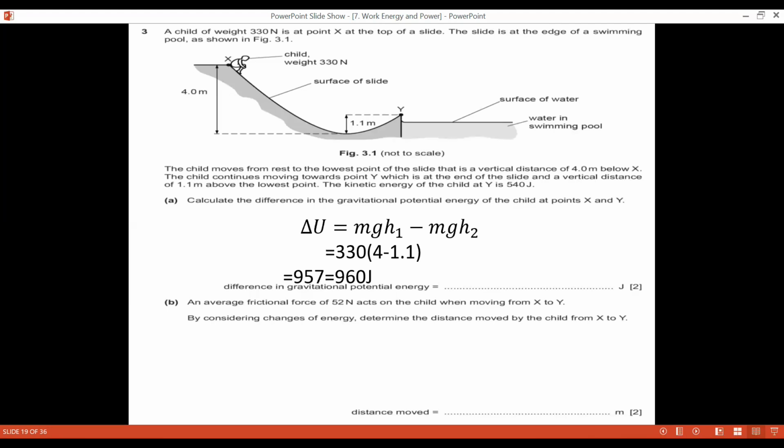वो कहते हैं जी, average उन्होंने हमें दिया हुआ है that the kinetic energy of the child at y is 540. Remember, आपके पास जो change in potential energy आ रही है, according to law of conservation of energy, it must have been equal to gain in kinetic energy, but it is not. Why? Because in this case, frictional force are not negligible. So some of your total energy is converted into work done against friction, and the remaining energy becomes your kinetic energy.